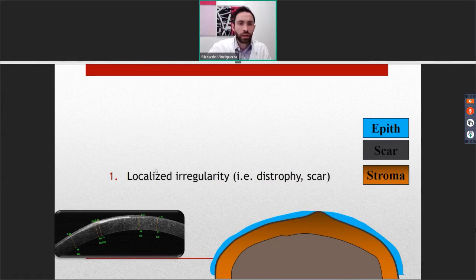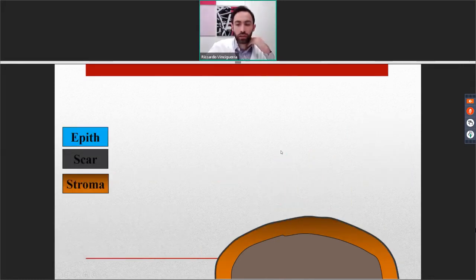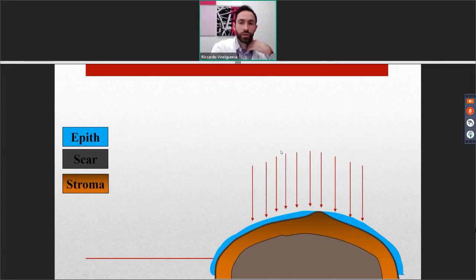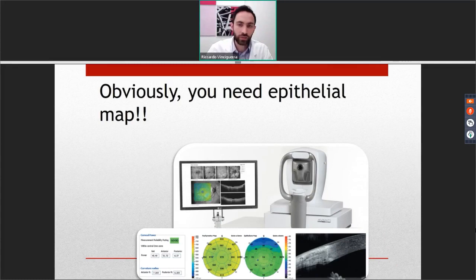So let's think about the localized irregularity from before. Imagine that you apply a transepithelial plano PTK like this. This is what you get. So you can imagine that, if we go back here, you're using the epithelium as a masking fluid. The epithelium thins over the peak, so then you ablate and you regularize the cornea. So in this kind of case, you can do it. But first of all, you need an epithelial map, and that's obvious. I don't have any financial disclosure with the OptoView. There are many others on the market. For example, the CSO is another very good one.